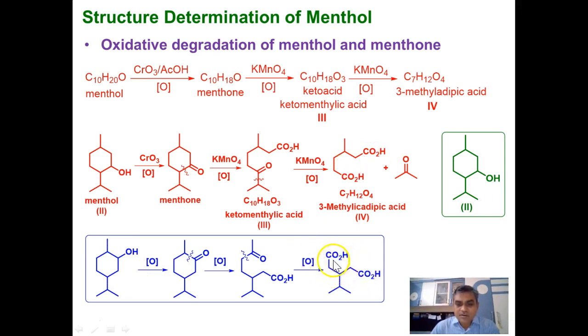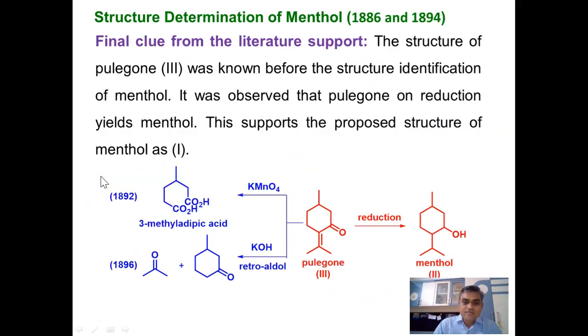1, 2, 3, 4 and 5 carbon atoms are there, whereas here the carboxylic acid contains 6 carbon atoms in a long chain. So on the basis of the oxidative degradation experiment, we have proved the structure of the menthol. When the investigation of the structure of menthol was going on, the chemists had some literature reports about pulegone. This is another monocyclic monoterpenoid.